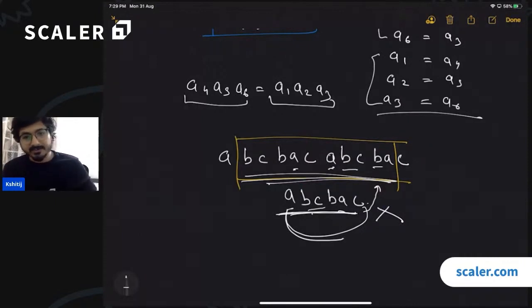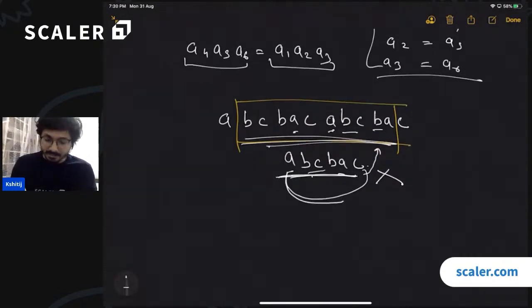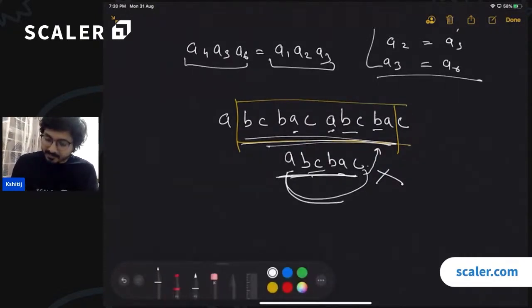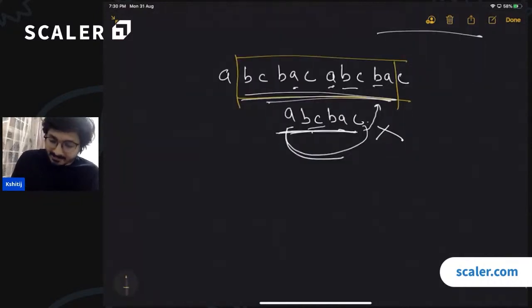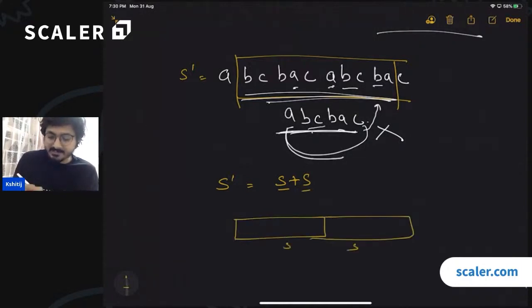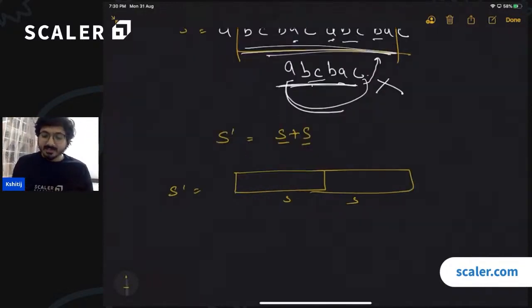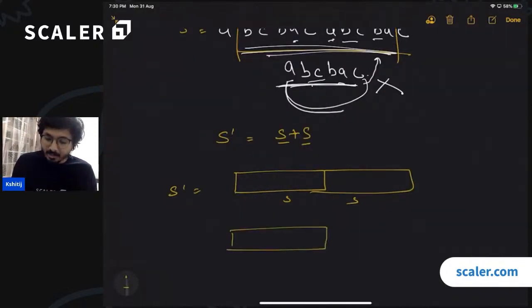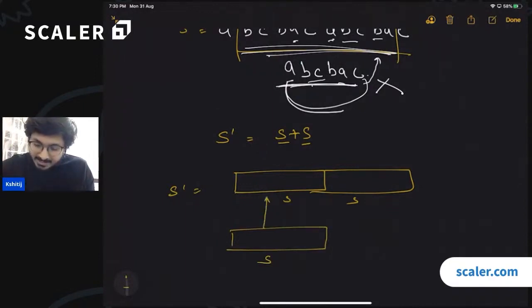Why specifically remove the first and last character? Okay, so why are we removing the first character? See, this s dash is the string created by concatenating the string s and s. This means that you have this string s, you have this string s, and by concatenating them, you have created s dash. Now you are searching for an occurrence of s, correct? If you don't remove any character, don't you think that you will directly find a match here?